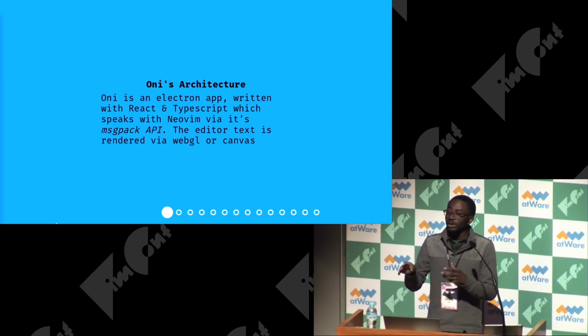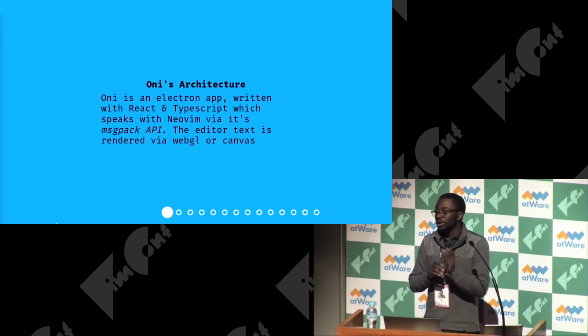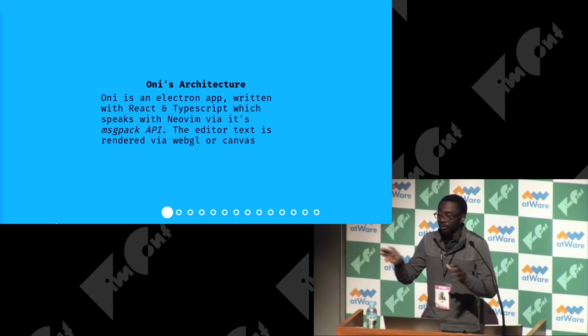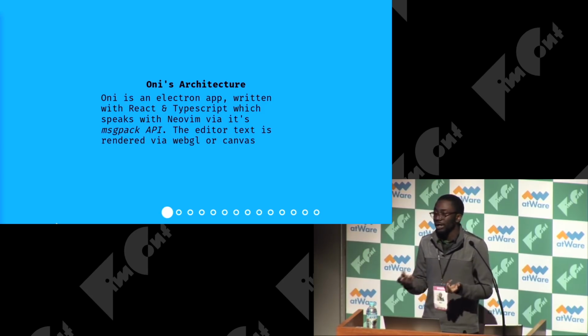So we can make API calls to Neovim to say, tell us what's in the buffer, or put this line in the buffer. So Neovim is sort of the engine, and we just control, say, the body of the car, right? And how that's all rendered.